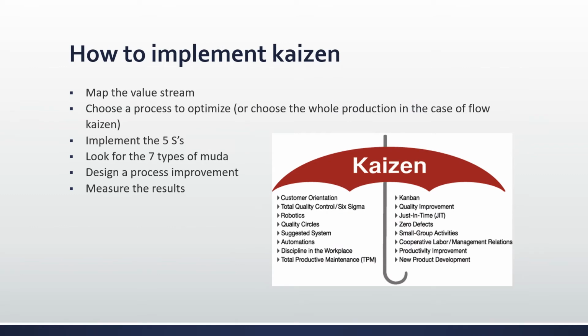How to implement Kaizen. Kaizen is a process that should occur continuously. Management should be relentlessly focused on optimizing the production process and reducing non-value added waste. However, there is a defined process in which Kaizen activities are performed. You map the value stream, choose a process to optimize, implement the 5 S's, look for 7 types of muda, design a process improvement, and measure the results.